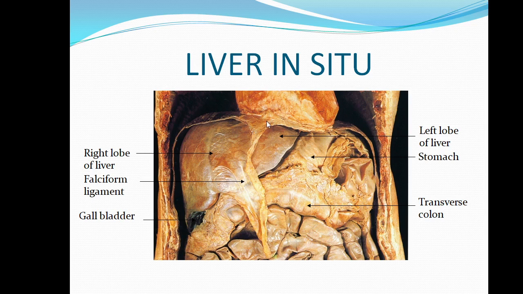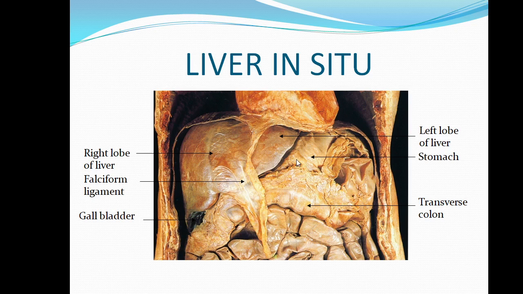Here you can see the falciform ligament, which is a peritoneal fold developed from the ventral mesogastrium, lying between the liver and the anterior abdominal wall. So this is a double layer of the peritoneum. It has a fixed margin attached to the anterior abdominal wall and a free margin, which lodges the ligamentum teres.